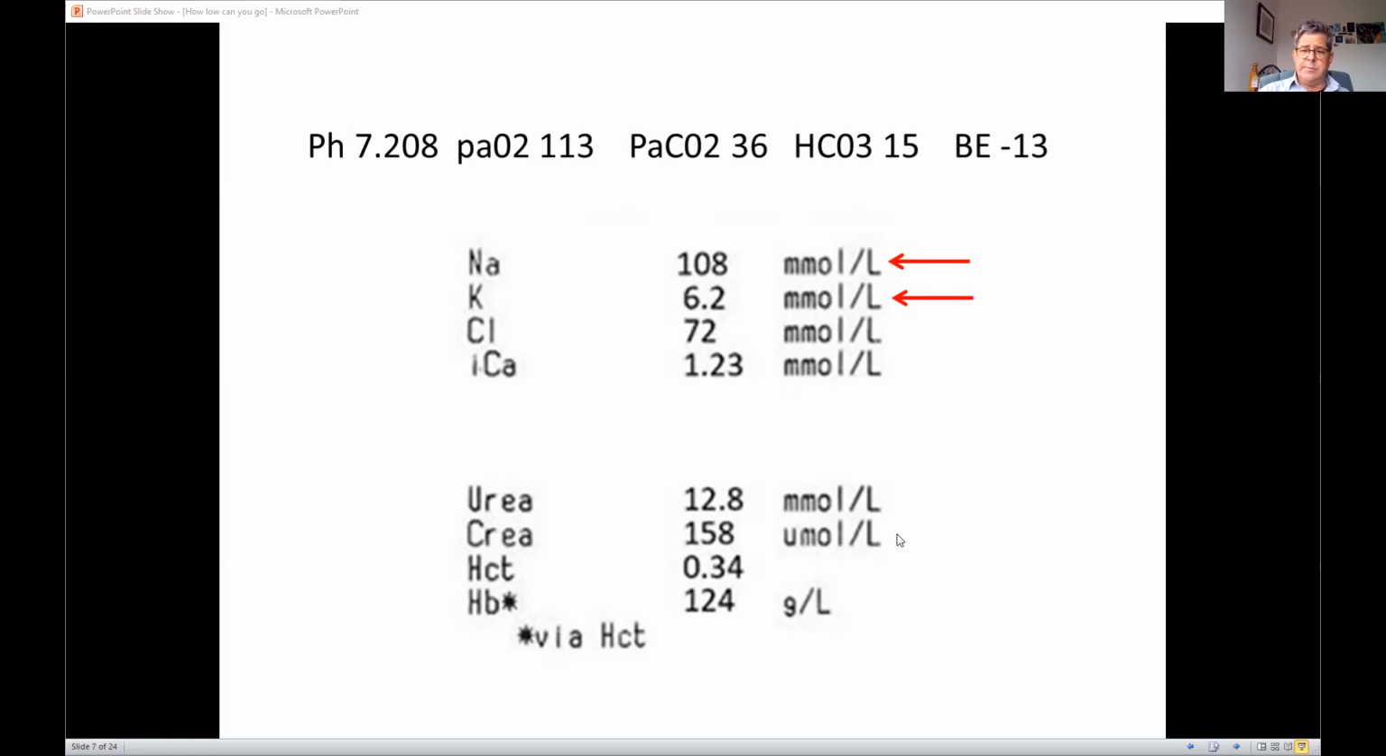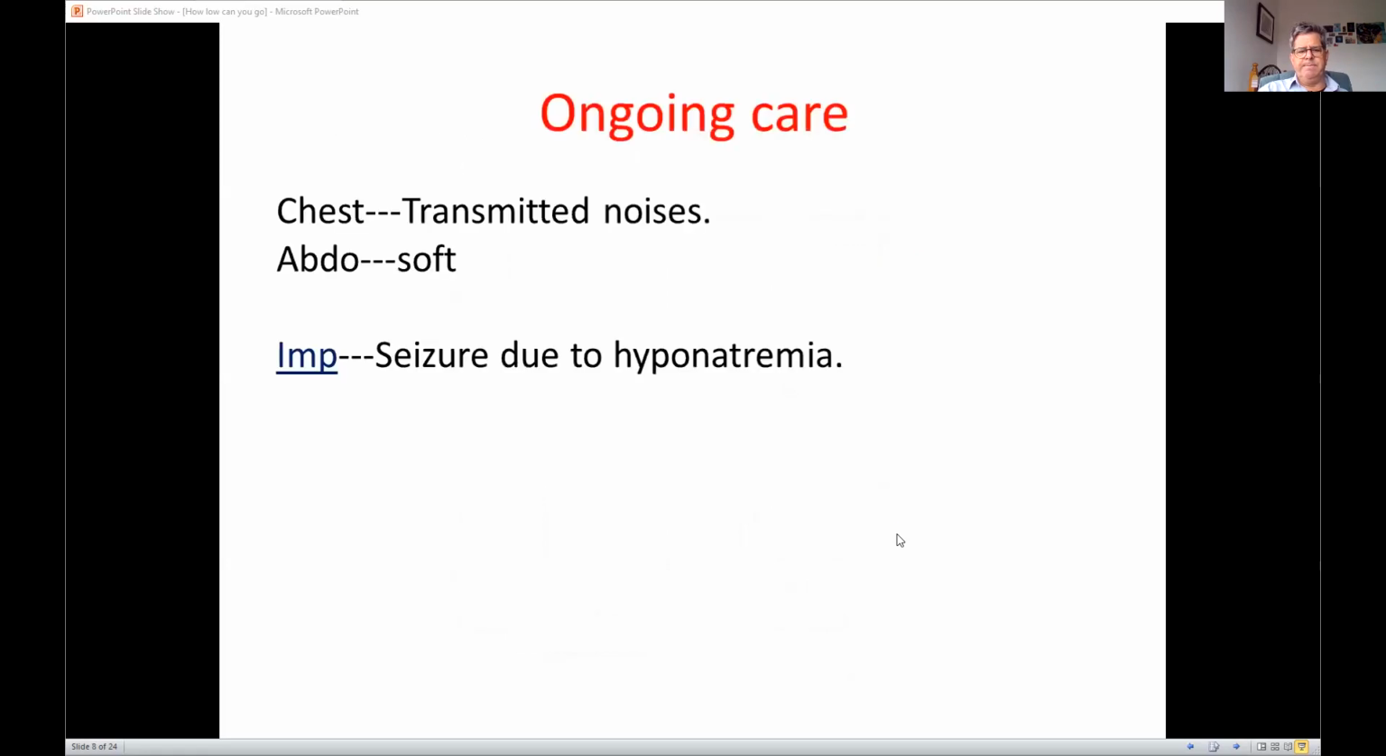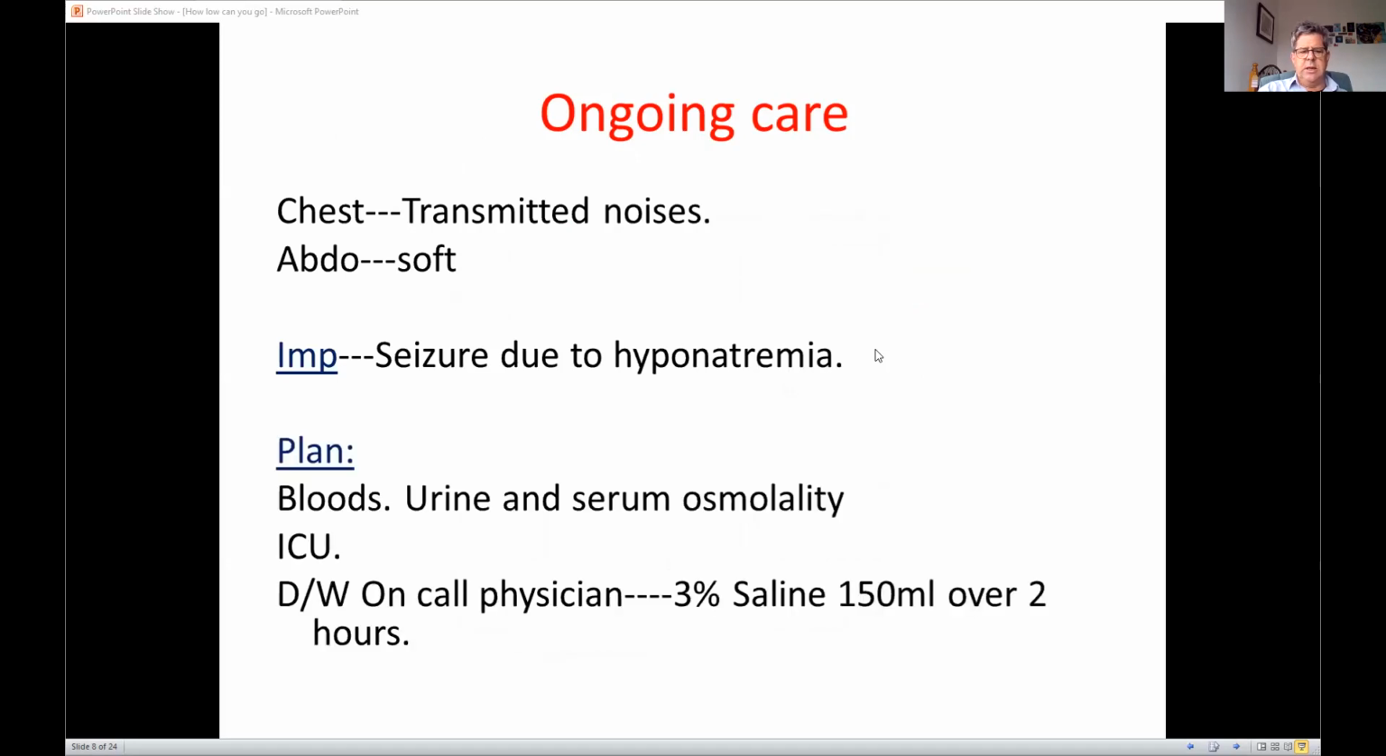So the question is what to do. We don't really know the cause of it, so we should probably take some serum and urine sodium and osmolality. But do we treat her with 3% saline, 0.9% saline? So they thought, well, okay, we think it's a seizure due to hyponatremia. We can't find too much else on examination. We've sent away some bloods and some urine and serum osmolalities and sodium. They called the on-call physician, who said, well, let's give 150 mils of 3% saline, so hypertonic saline, and go to ICU.